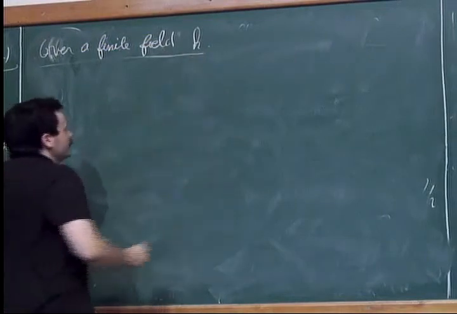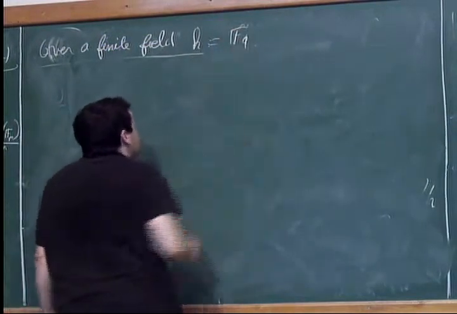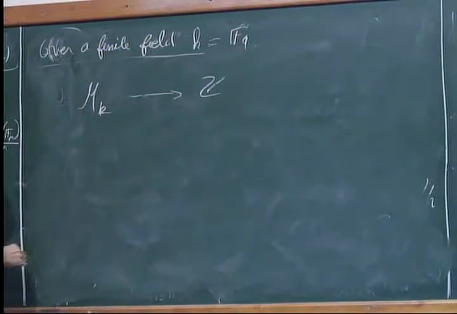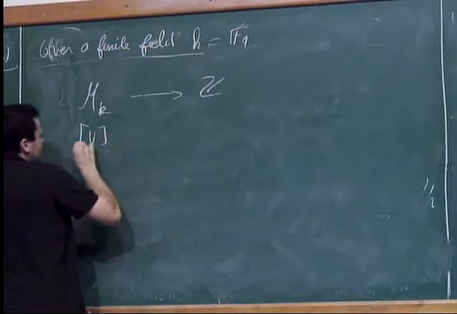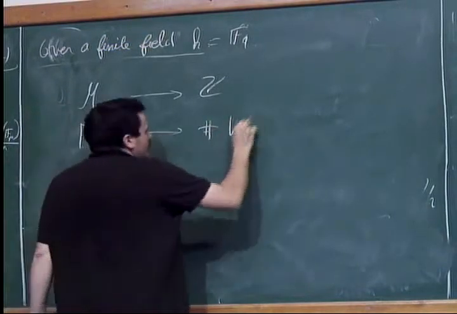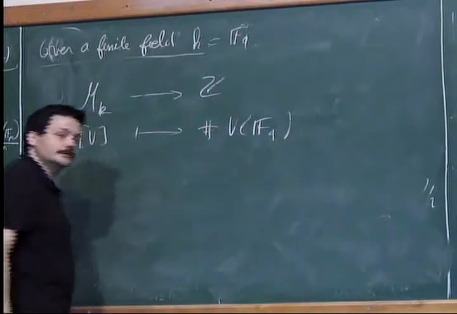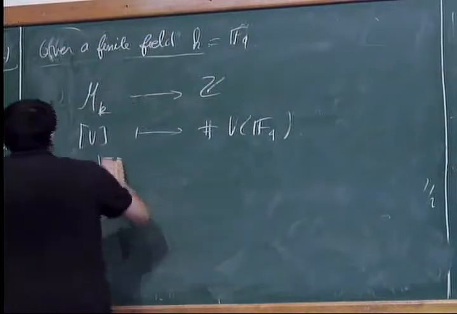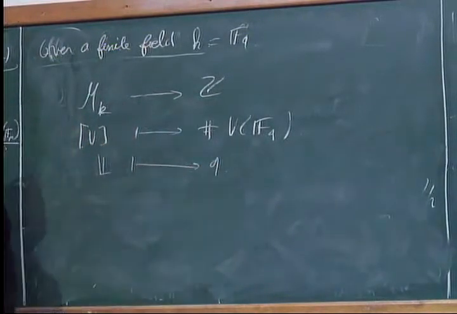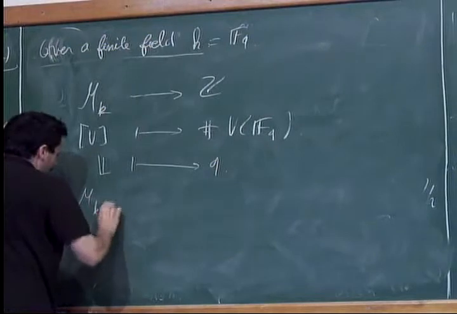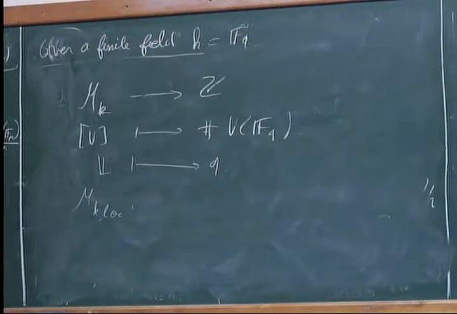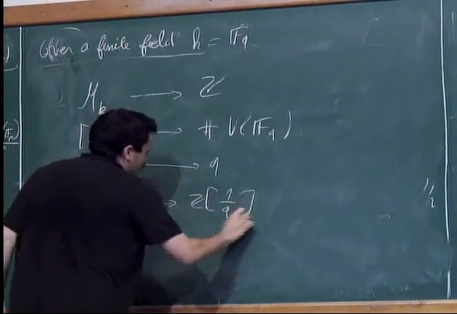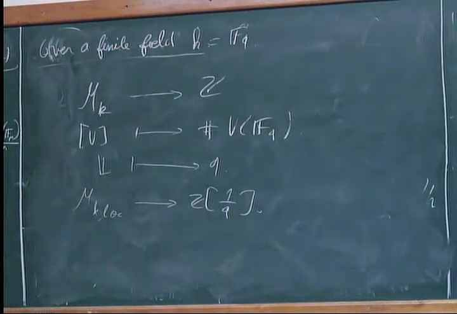over a finite field K, or let's say Fq, then I have a map which goes from MK to Z, which simply sends the class of a variety V onto the cardinal of the set of points of V over Fq, and which sends, in particular, L to q. So this, in fact, induces a map from MK log into Z over 1 over q, which is a morphism of rings.